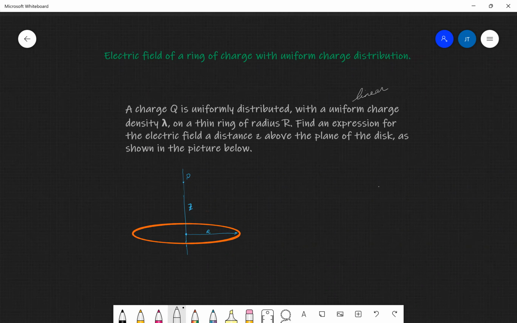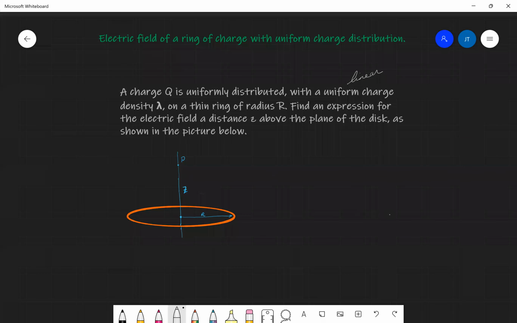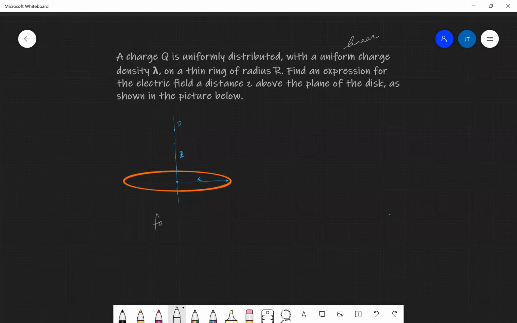So how do we approach this? Now, we know from Coulomb's law that for a point charge Q, or capital Q, doesn't matter, the electric field at distance r away is KQ over r squared. But we do not have a point charge here. We have a ring of charge. The charge Q is distributed on the surface of the ring. It's a very thin ring, like a thin wire. So how do we approach this problem?